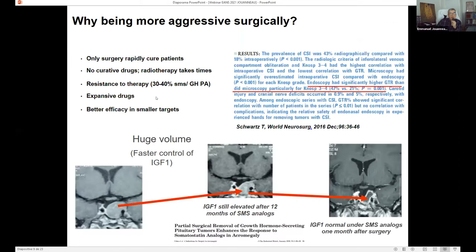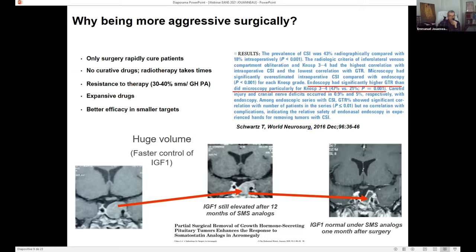So why be more aggressive for pituitary adenoma? Because you have medical drugs, you have radiotherapy that work well. So you could just be satisfied with a very simple surgery. You remove as much as possible of the tumor, you keep in place pieces of the tumor, and you treat afterward with a medical drug or radiotherapy. But there are some important points. Only surgery rapidly cures the patients.